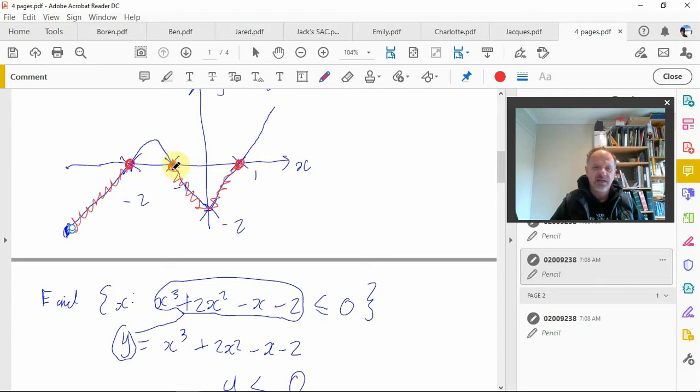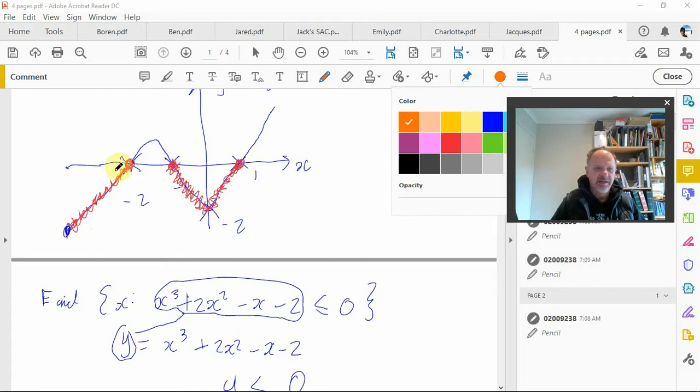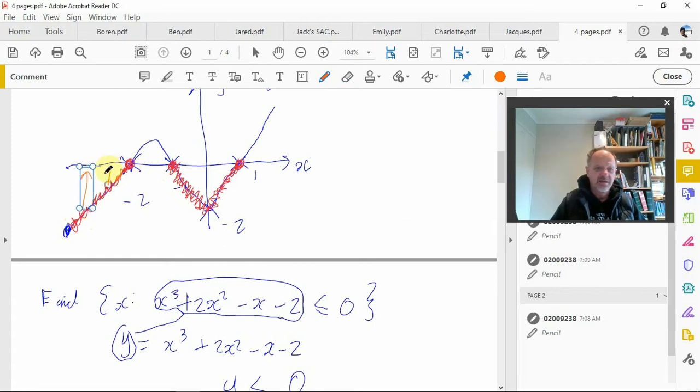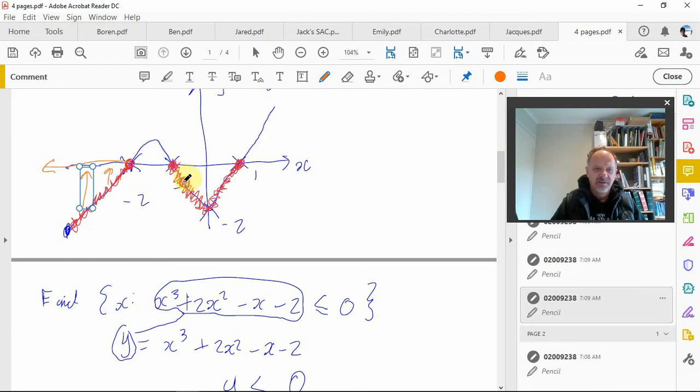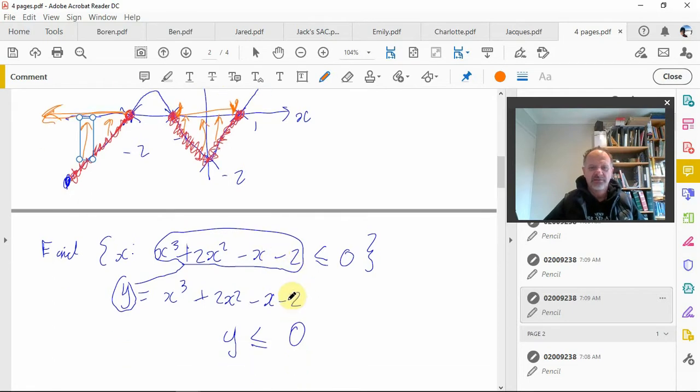Now the question wants us to say what x values correspond to what I've just done there in red. And the x values that correspond to that are these ones and these ones. There and there and down here. So how do we write that? Running out of room here. How do we write that?